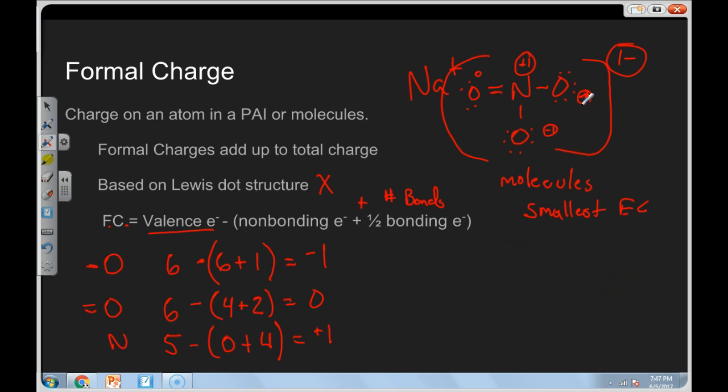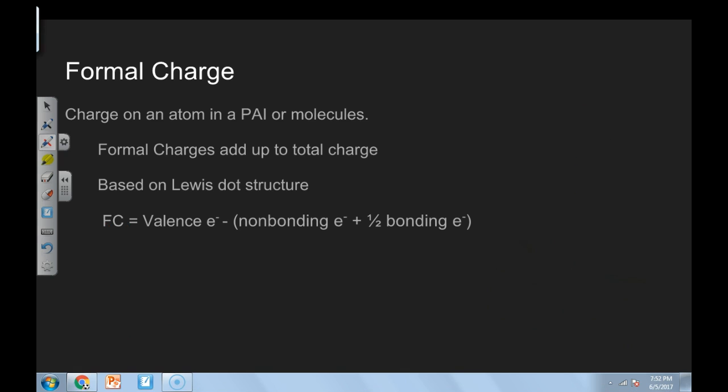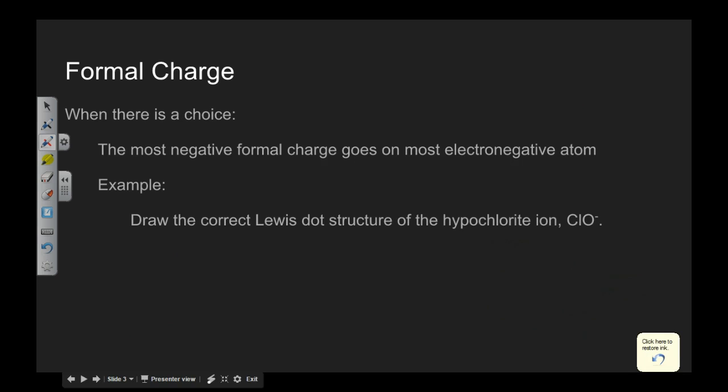Okay. And so when we think of making Lewis structures, we have to make Lewis structures on some of these more complex guys with formal charge in mind. Okay, so that's kind of how you calculate it. But let's move forward here.